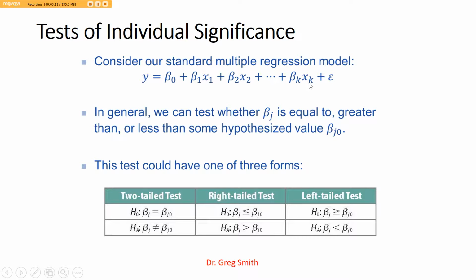Notice K represents the number of independent variables, 1 to K. What we're going to do is test individual betas to see whether or not they're equal to, greater than, or less than some value. Almost all the time we use a two-tailed test. Is beta equal to 0 or not? That is, can I set the leading coefficient to 0 and have that variable disappear with no real impact on the overall regression? Is it significant in its impact?